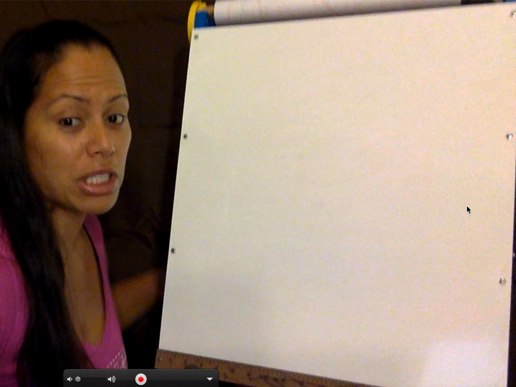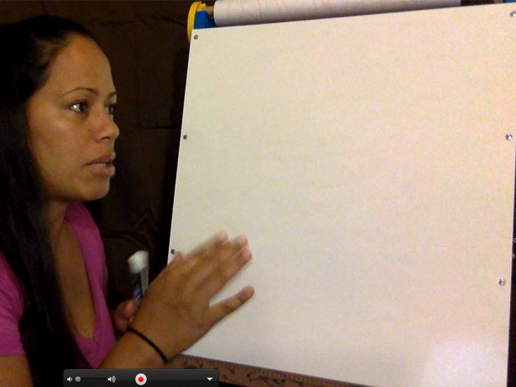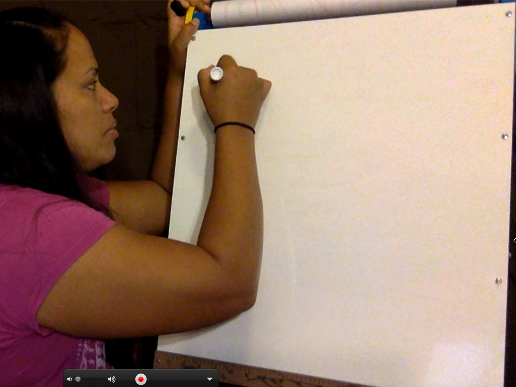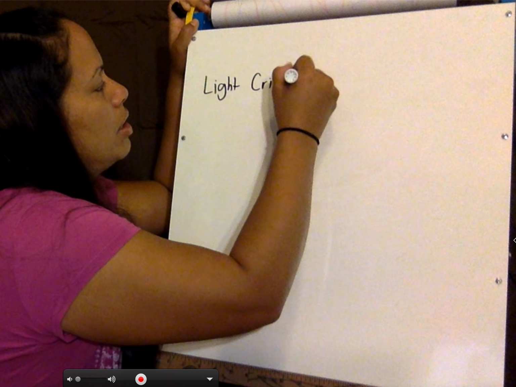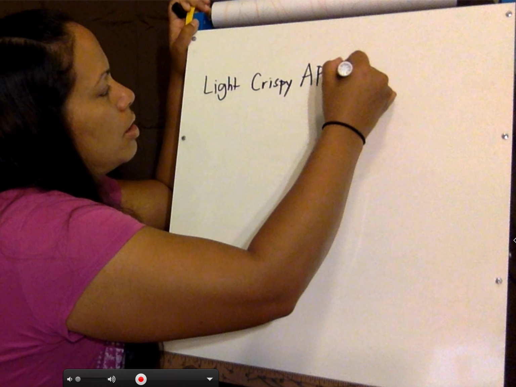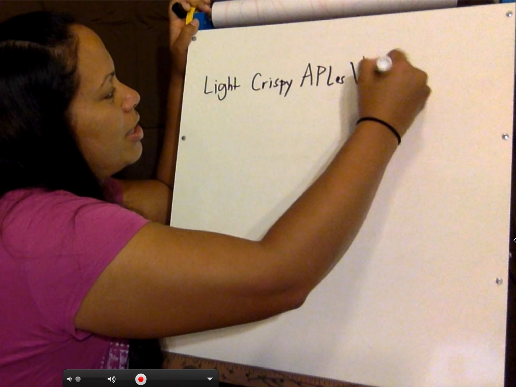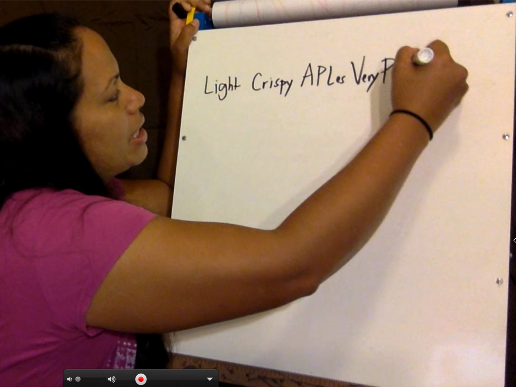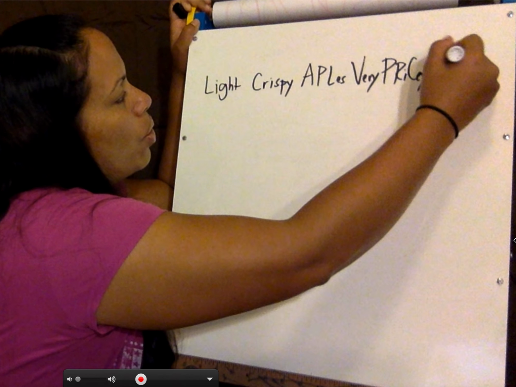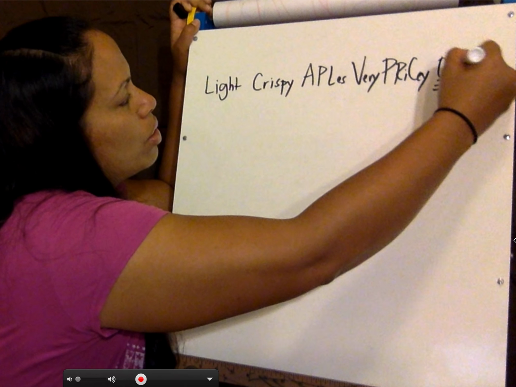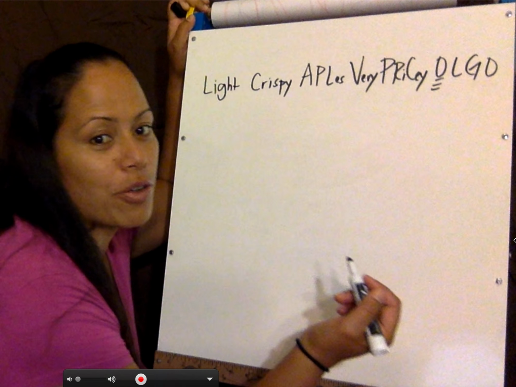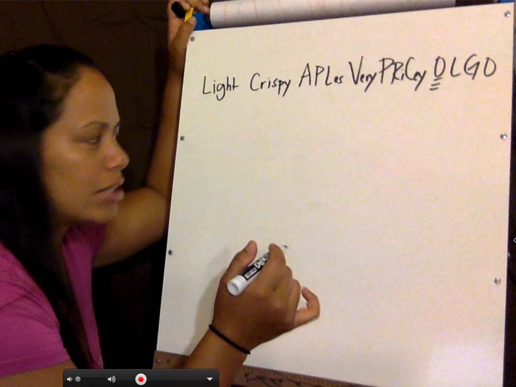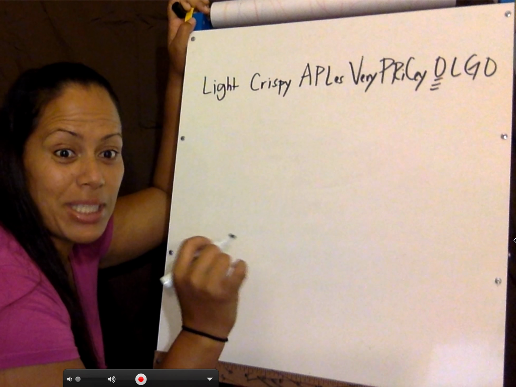So I'm going to have you memorize a mnemonic to help you understand the pathway for light entering into the eye. It's simply light, crispy apples, very pricey old goal. Oh my goodness, the board is not long enough for me to finish this mnemonic on this tiny little thing. But that's okay. I'm just going to have to write smaller, right?